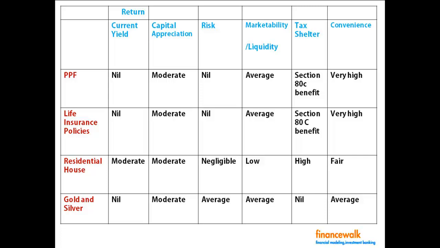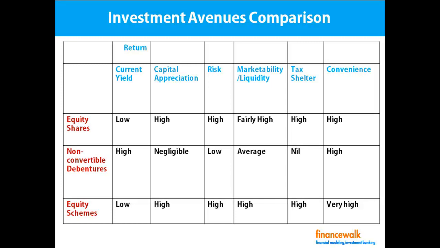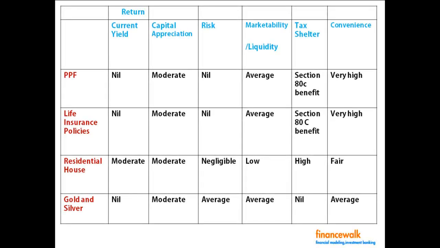Gold and silver, current yield nil, capital appreciation moderate, risk is average, marketability is average, tax shelter is nil, and convenience is average. So if you check capital appreciation wise, let's visit the earlier slide once again. Equity shares and equity schemes, capital appreciation is highest amongst all investment avenues, and due to this feature, most of us are interested in equity schemes, right? So as an equity research analyst, you need to know these different investment alternatives and why equity is popular amongst all.